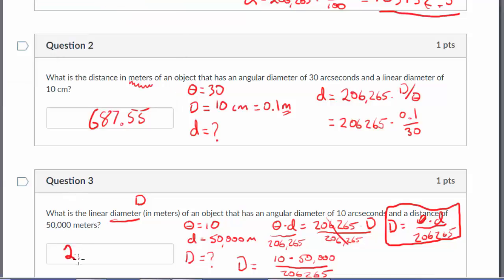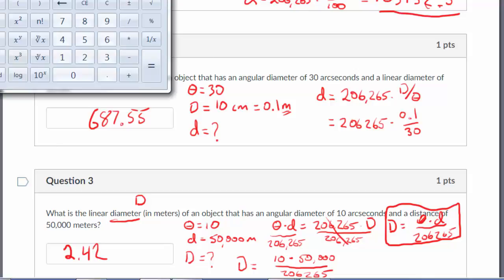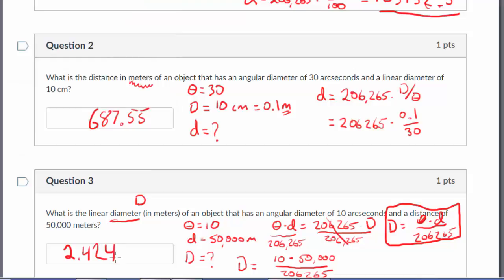So 2.42 maybe. Let's see, how far does it go? 2.424066. Okay, so really you're not going to need to go beyond a few decimals. All right, and if you round it too much, you might be marked wrong. Like if you rounded this to 2, you might be marked wrong. So just give a few decimals, but you don't need to write like 10 or 20 of them. You'll still be marked right if you do, but you just don't need to.